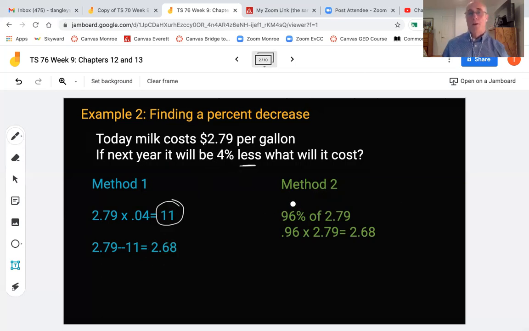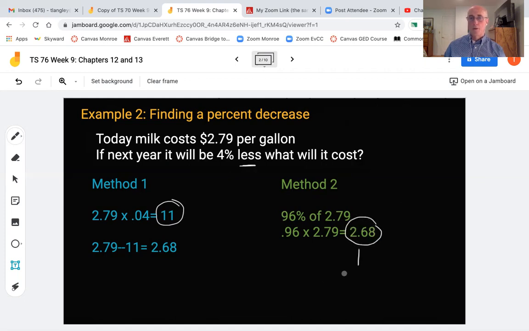Now, method number 2 is the one-step method, where you go, okay, 4% less. 4% less than 100%. 100, 99, 98, 97, 96. That's actually 96% of the original price. So if I take that percent and turn it into 0.96 times the price in one step, I now know the new cost. This 268 is 4% less.